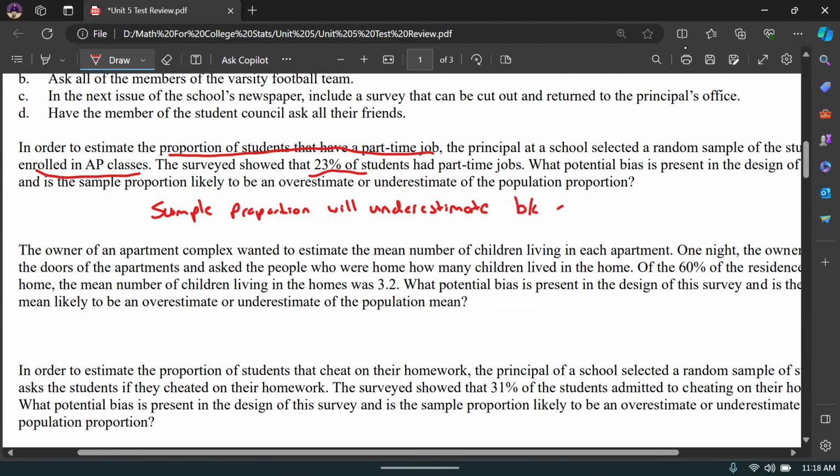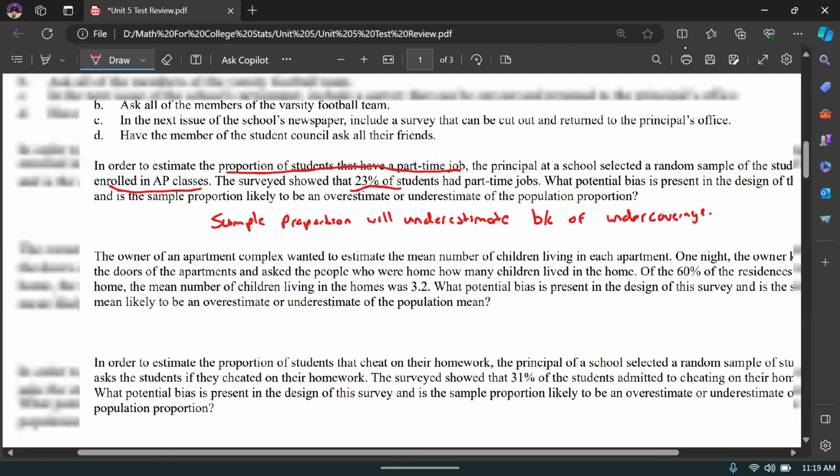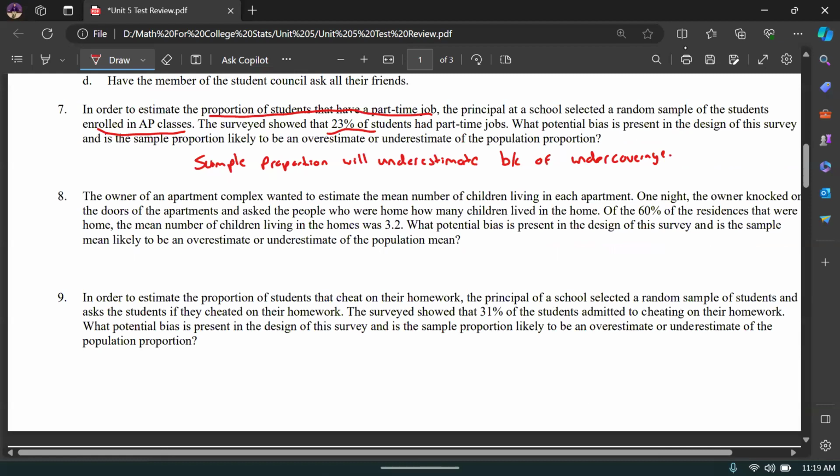So yeah, because of undercoverage. I'm saying that just because, again, you're only surveying AP classes. You're not asking people from the whole school. So you're leaving a group of students out. And that is undercoverage. When you're only surveying some instead of all, that's undercoverage. Number 8.